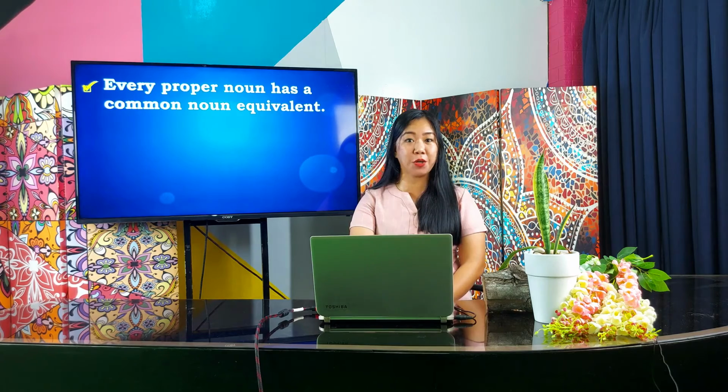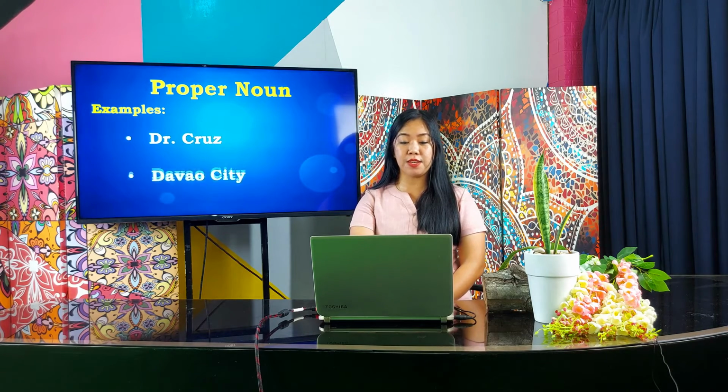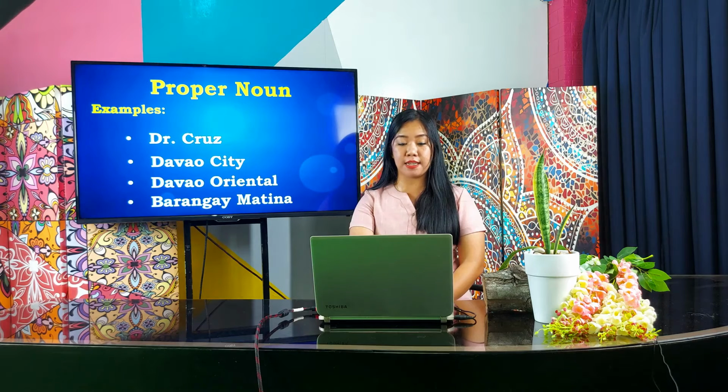You have to remember that every proper noun has a common noun equivalent. Example, we have here a proper noun and also a common noun. For the proper noun, September, Thursday. And the common nouns for these examples are month for September and day for Thursday. Now, here are some examples of proper nouns: Dr. Cruz, Davao City, Davao Oriental, and Barangay Matina. They start with a capital letter.